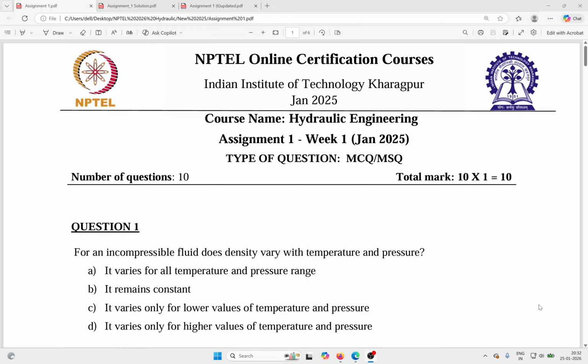The first question is: for an incompressible fluid, does density vary with temperature and pressure? Option A, it varies for all temperature and pressure range. Option B, it remains constant. Option C, it varies only for lower values of temperature and pressure. Option D, it varies only for higher values of temperature and pressure.